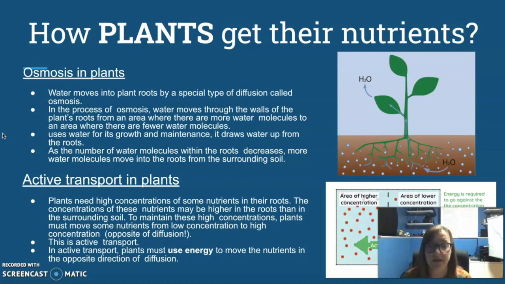So when we need a lot of nutrients, we are going to take energy from our body and we are going to pull those nutrients in, even from areas of low concentration. So the fact that we go from a low to a high requires energy, and we use that as ATP. You don't need to know in grade 9 what ATP is.